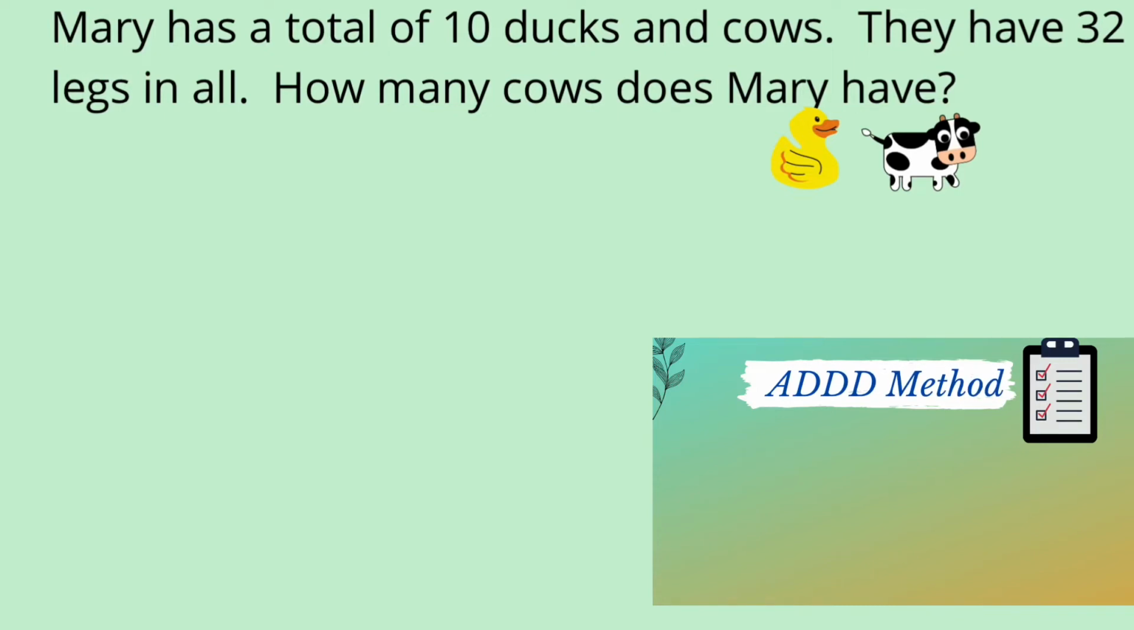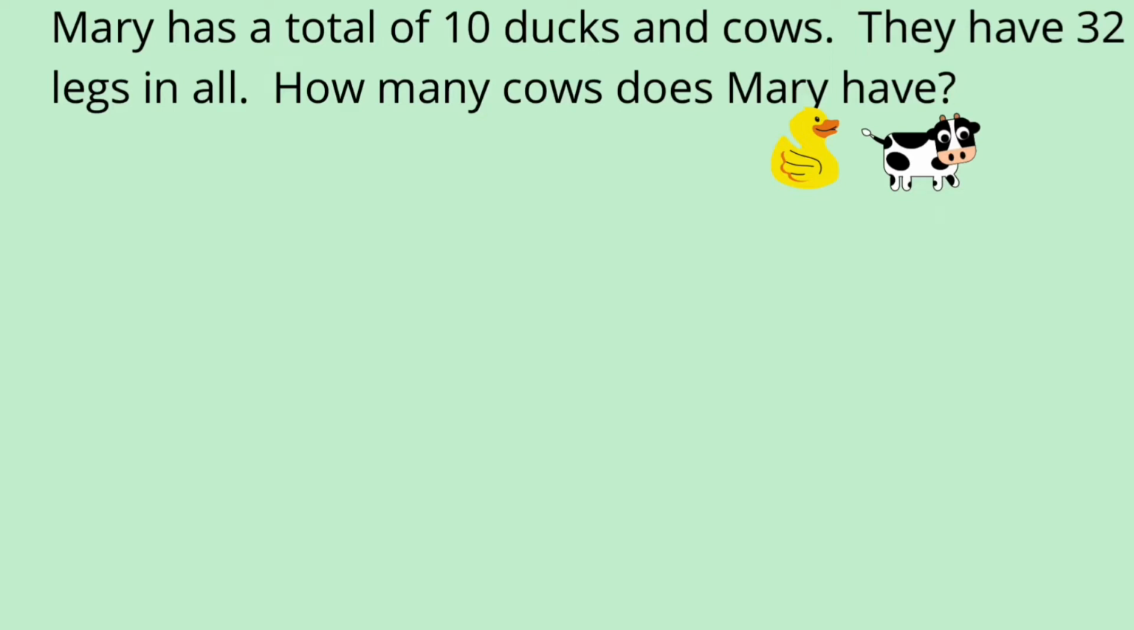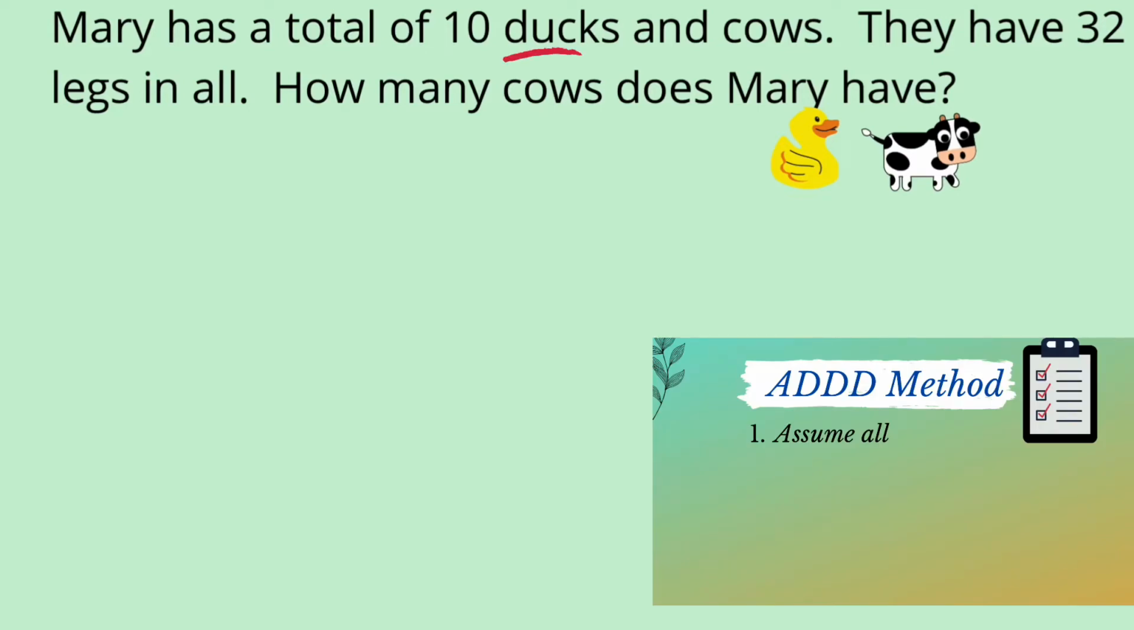The first step is A. A stands for assume all. We can assume all 10 animals are ducks or cows. But look at the question. They are looking for the number of cows. So in this case, the first step, I will assume all the animals are ducks. Why? I will explain it to you shortly.